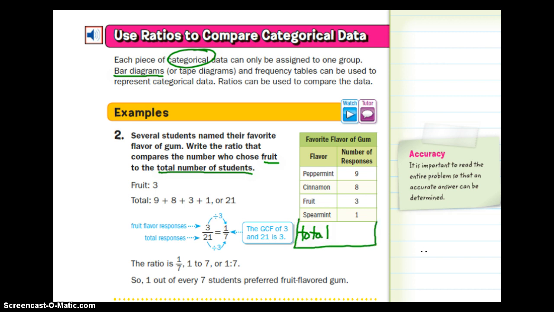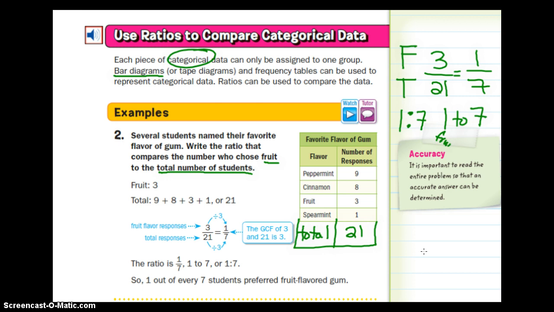So everybody draw another row, and we have to add them up. 9 plus 8 plus 3 plus 1 is 21. And again, when I write this, I'm going to make sure that I put a label. I'm comparing fruit to total. There are 3 to a total of 21. This can be simplified to 1 of 7, which can also be written as 1:7 and 1 to 7. 1 fruit to 7 total.